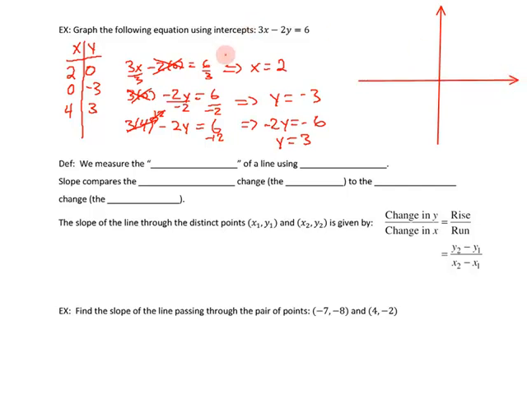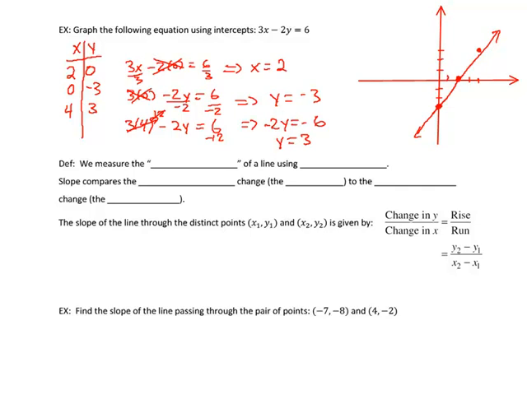So our first 2 points would be 2, 0. That's over 2, so it's right there. The other one is 0, negative 3, so down 3. Our next point was 4, so over 4 and up 3, which seems to match well with our line. If we draw the line through those 3 points, it's a straight line. That's what we end up with. Okay?